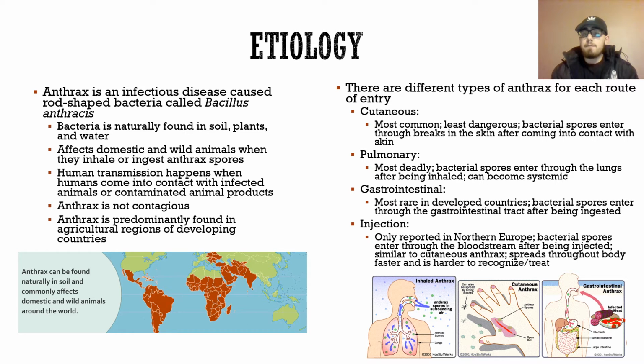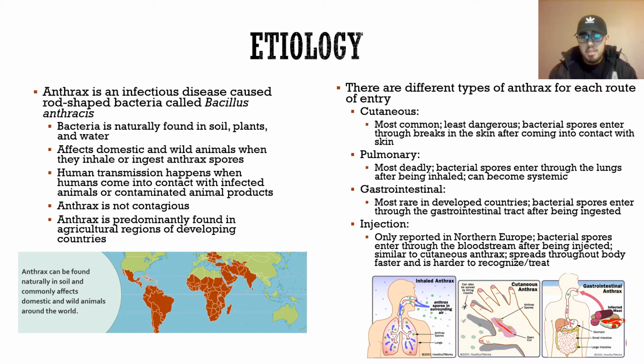There are actually different types of anthrax for each route of entry, meaning where they enter the body and how they get inside the body. Cutaneous is the most common. It's the one where you get it through abrasions. The spores enter when you get a cut and they land on your skin; they'll enter through the abrasions. It's the least dangerous, considering a lot of patients actually recover from it, unlike the more severe types.